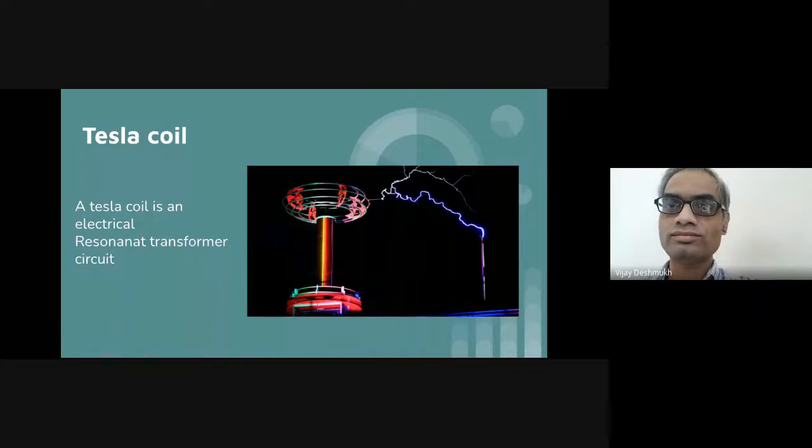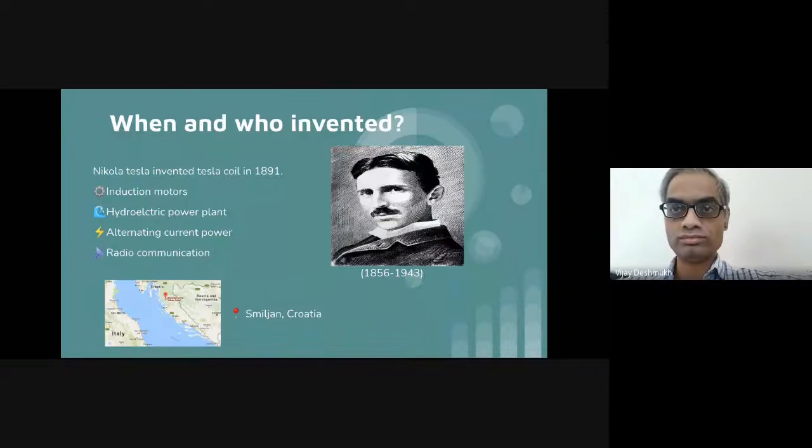Okay, so good morning, everyone. My name is Tejas, and today we are going to learn about the Tesla coil. A Tesla coil is an electrical resonant transformer circuit which is used to produce low current, high voltage, high frequency alternating current electricity. So, when and who invented it? The Tesla coil was invented by Nikola Tesla in 1891.